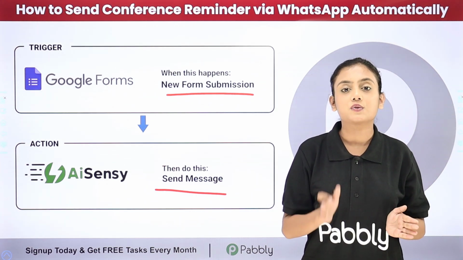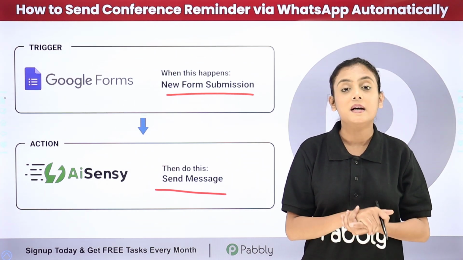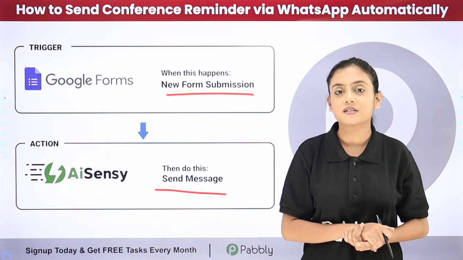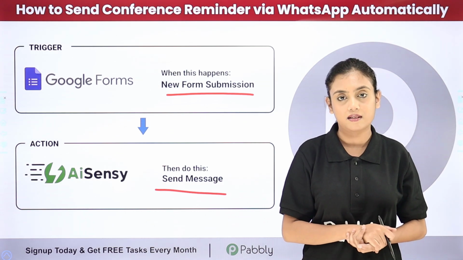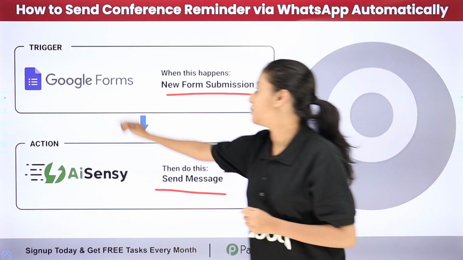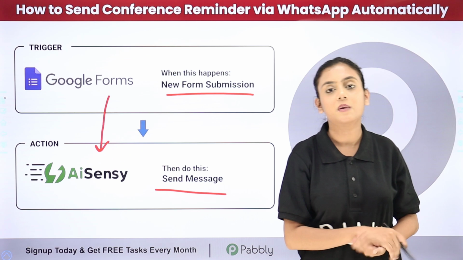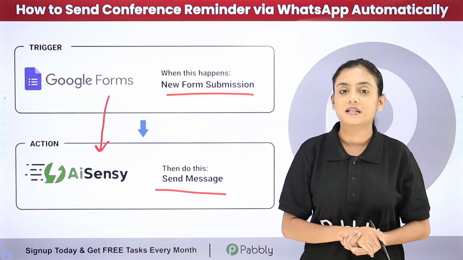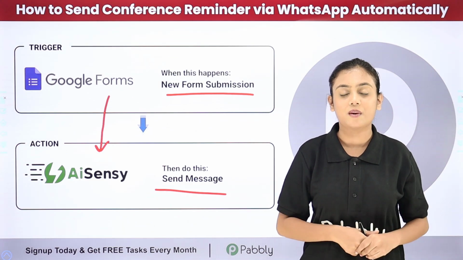If you want, you can use Vati or Interact to send messages to your participants. I am using WhatsApp by AI Sensei because I have created a message template using that, and for that we are going to create an automation between Google Forms and WhatsApp with the help of Pabbly Connect. So if you want to learn about this amazing automation, then let me take you all to my screen.